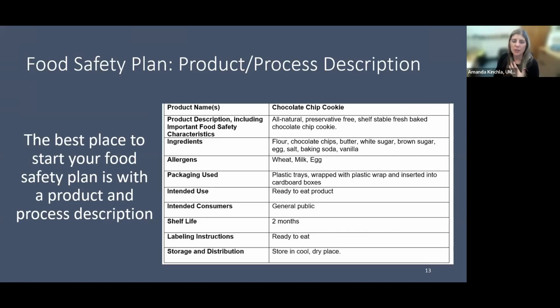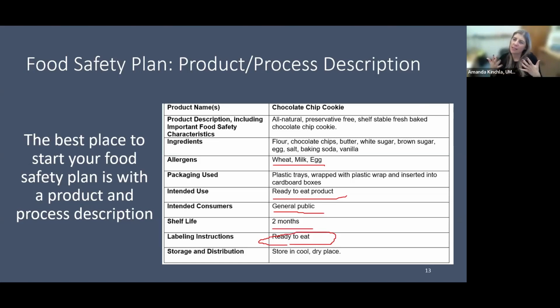As you can see in this example on the slide, this is a chocolate chip cookie, and it's an all natural, preservative-free, shelf-stable, fresh baked chocolate chip cookie. It has the ingredient statement, and it also declares my allergens. It shows who I'm serving it to, how it's prepared, how long it lasts in the market, and how you prepare to eat it. In this case, we just eat it, ready to eat, okay?